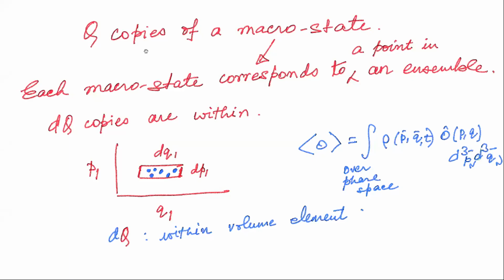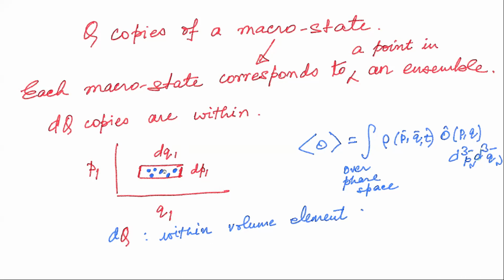As I already said, just imagine a few copies of a macro state. Each macro state corresponds to a phase space point in an ensemble, and dq copies of them are within a certain volume, dq1 into dp1. In this figure I have said dq1 and dp1 because that's what we can represent, an area here, but in general we are really talking of dq in a 6n-dimensional phase space volume, and so many points are within this volume element.